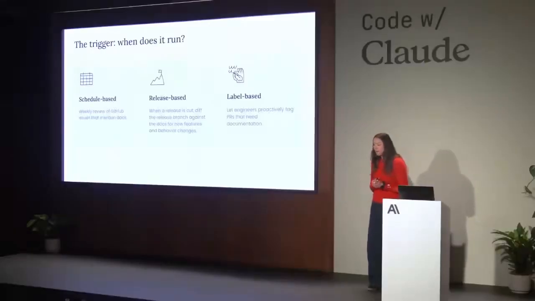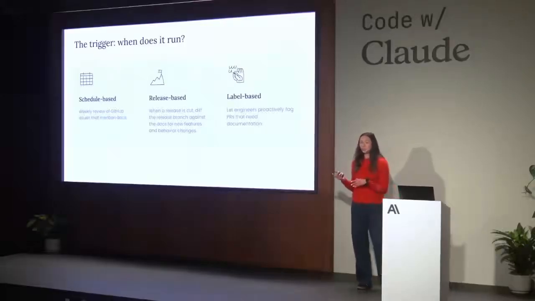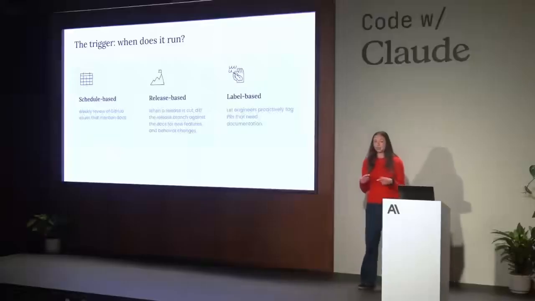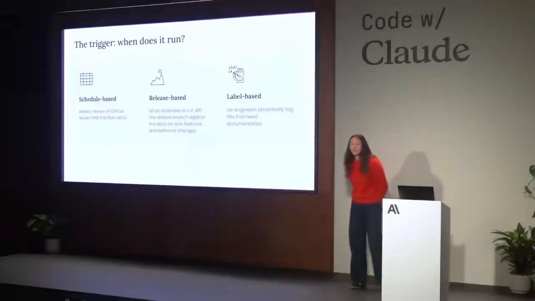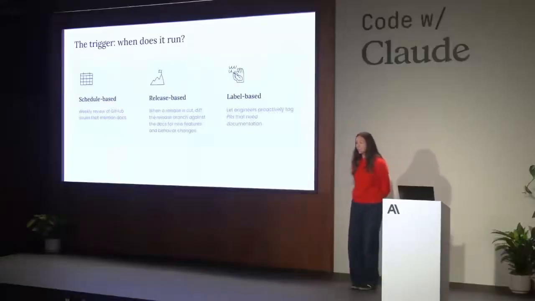So maybe every time a release is cut, you can diff the release branch against the docs and see if there's any new features that you'll need to spin up PRs for in our documentation repo. Or maybe your engineers deploying changes and creating PRs might tag their changes. Maybe this is a new feature. They could tag it with a label that says "need docs." And you could kick off Claude Code sessions anytime one of these labeled PRs gets merged.